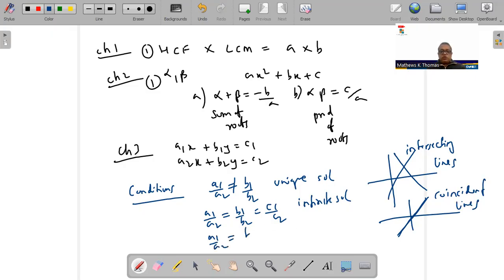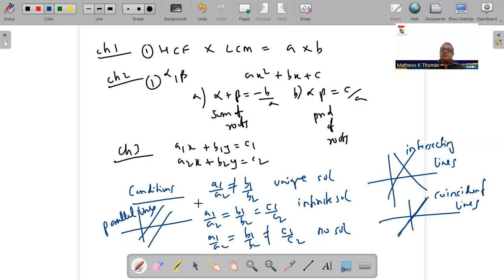A1 by A2 equal to B1 by B2 not equal to C1 by C2. The first two are equal but not equal to the third. This is no solution. In a no solution, you will get a case of parallel lines. Parallel lines do not intersect and therefore we will get parallel lines.